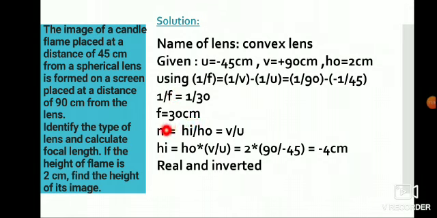Then you need to calculate the height of the image. So we know height of image by height of object is V by U. Substitute the value, you'll get the unknown value. So height of image is 2 into 90 divided by minus 45, which is minus 4 centimeter. Since height of image is minus, it is real and inverted. Okay, I hope these numericals are clear to you all. We'll give you a few more questions for practice.